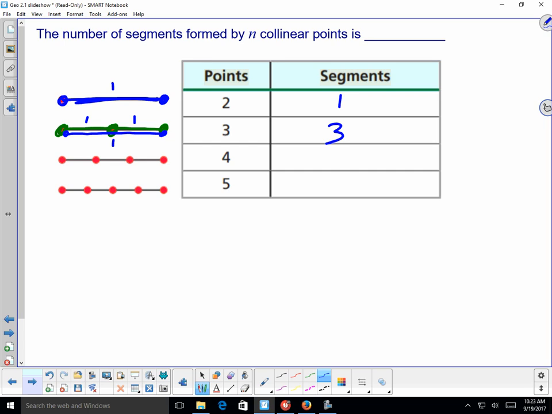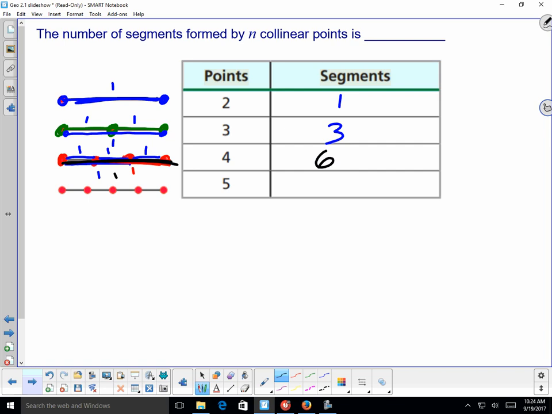What about if we had 4 points drawn, 4 collinear points? Well, how many segments are formed here? Well, it looks like we would have 1, 2, 3, but then we could have taken this one right here, that's another one, or this one right here, that's another one, and don't forget we have the whole one also, so that one would be another one. So that looks to me like a total of 6 segments.